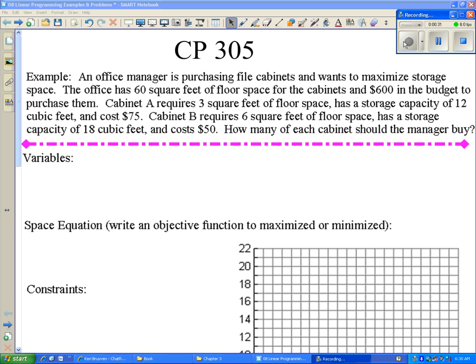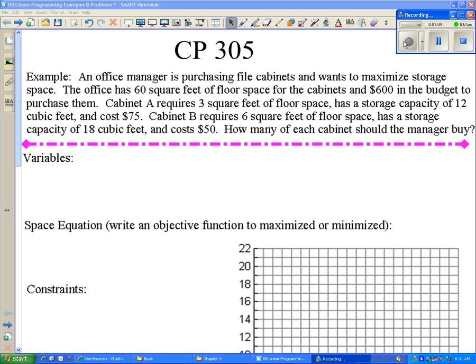Example: an office manager is purchasing file cabinets and wants to maximize storage space. The office has 60 square feet of floor space for the cabinets and $600 in the budget to purchase them. Cabinet A requires 3 square feet of floor space, has a storage capacity of 12 cubic feet, and costs $75. Cabinet B requires 6 square feet of floor space, has a storage capacity of 18 cubic feet, and costs $50. How many of each cabinet should the manager buy?